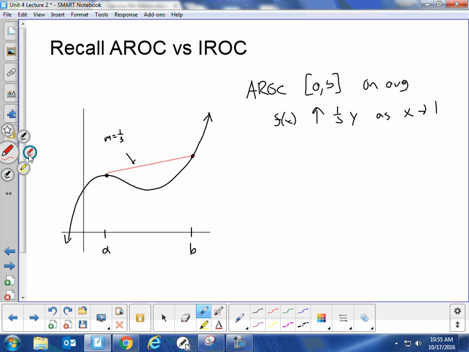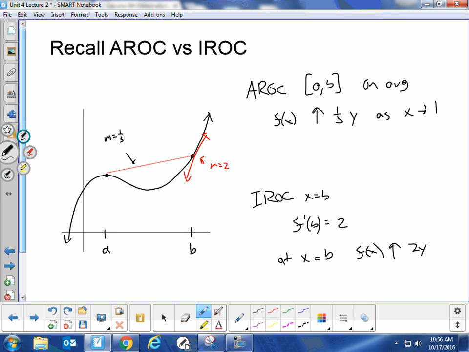Okay? And then if we took those 2 points really, really close together, that secant slope would turn into a tangent slope. Let's just say the slope of this was 2. And we would say that the instantaneous rate of change of the function at that location is 2, or the instantaneous rate of change at x equals b, which is f prime of b, which is 2. We would say at x equals b, f of x is going up 2 y units for every 1 x unit. Okay?